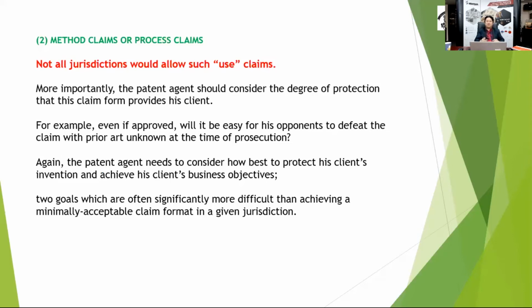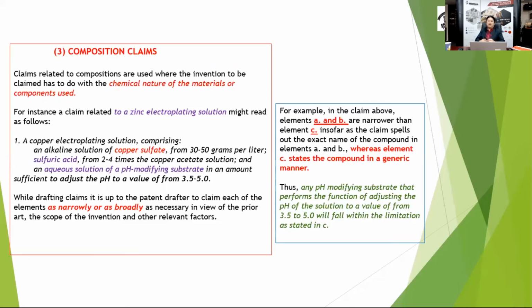Okay, so another one is the composition claims. These are for chemical people. This is one example of how we draft a composition claim, which relates to chemical materials or components. Let me give you one example here: a copper electroplating solution comprising an alkaline solution, copper sulfate at 30 to 50 grams per liter, and sufficient sulfate.